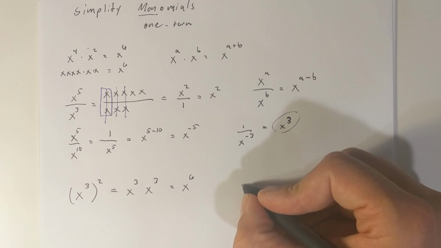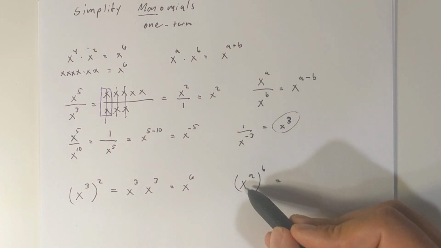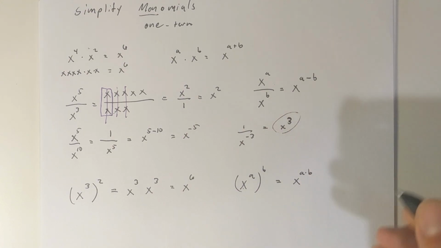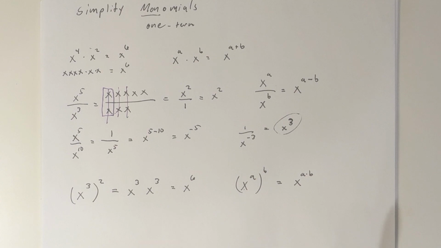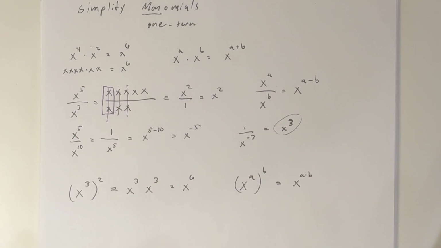And that is why x cubed squared is actually x to the 6th. In other words, x to the a to the power of b is simply x to the a times b. So you can simplify it as just a multiplication. All right, good. So now, with that, let's actually start simplifying some monomials.